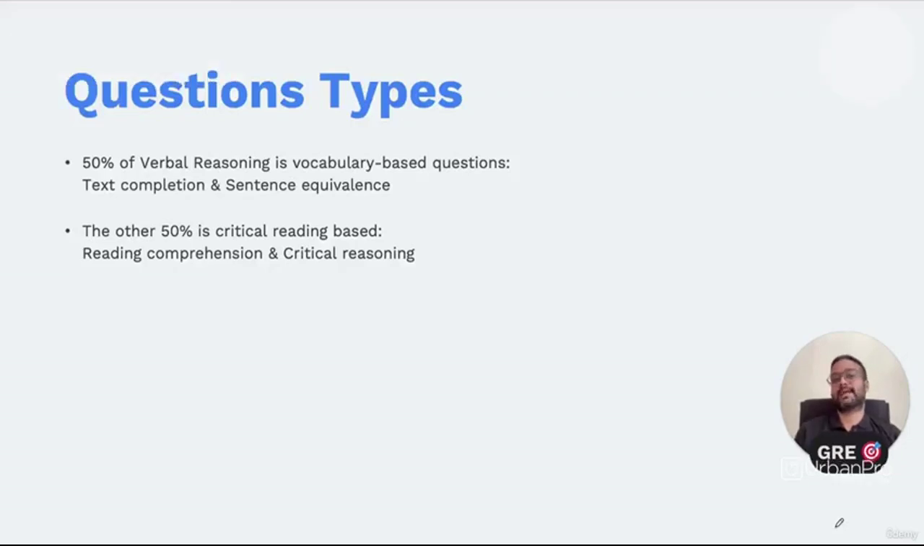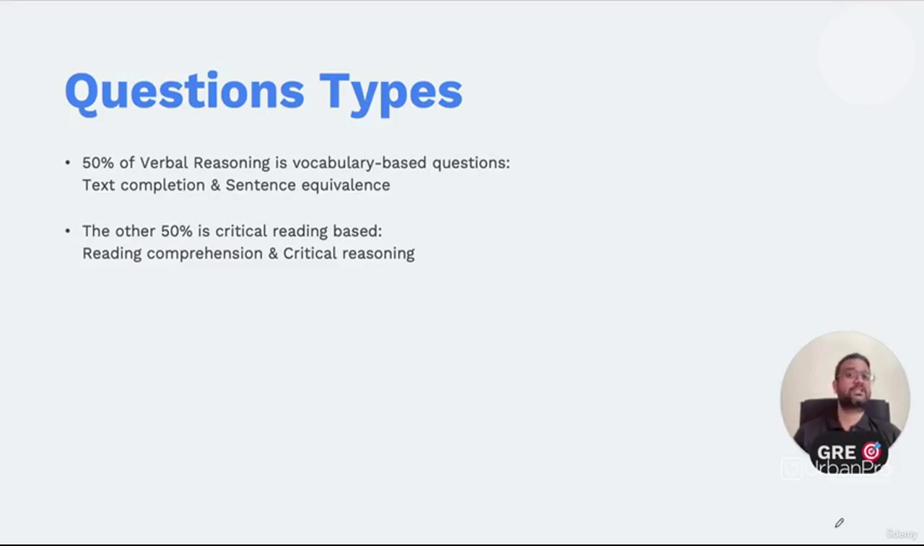When we look at the verbal section, you will see that there are two predominant types of questions that make them up. The first type is the verbal reasoning or the verbal vocabulary-based questions. These constitute 50% of all verbal reasoning questions. These include text completion and sentence equivalence. The other half is composed of critical reading-based questions. Now, these involve your ability to read passages or short texts and come to inferences based on the text itself.